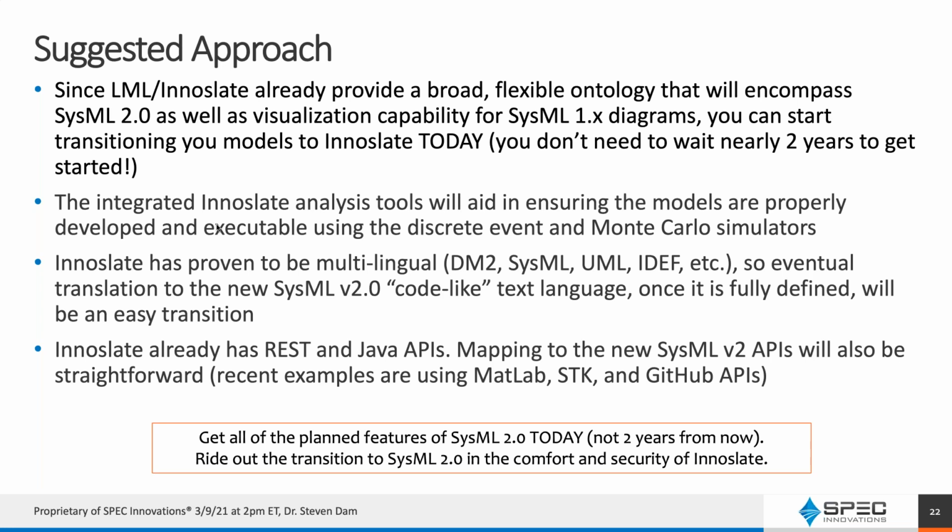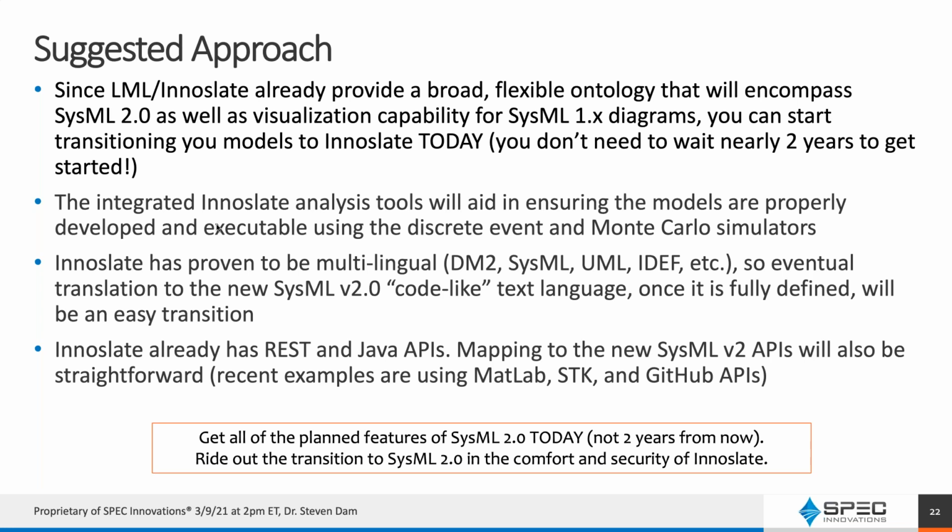Innoslate has proven to be multilingual. We're happy to do that. We want to support all things that we've talked about. BPMN, for example, is another one to look at. Again, don't know how many people want that, but it's okay. So eventual translation to a new SysML 2.0 code-like text language, once it's fully defined, should be an easy transition for us. We'll just do the mapping and create the code. And it's not that hard to do.